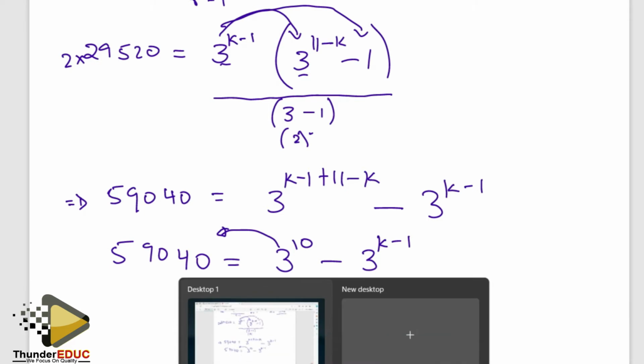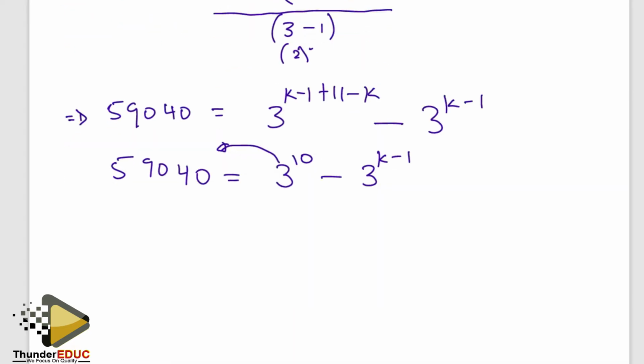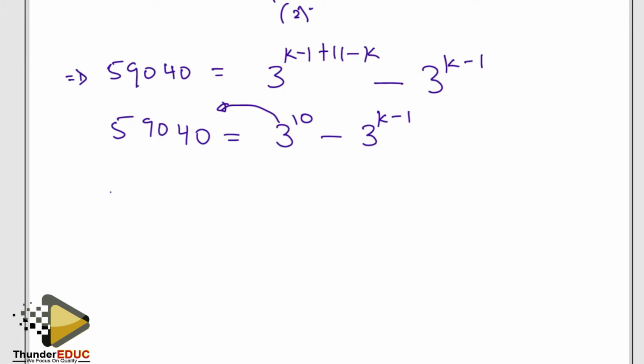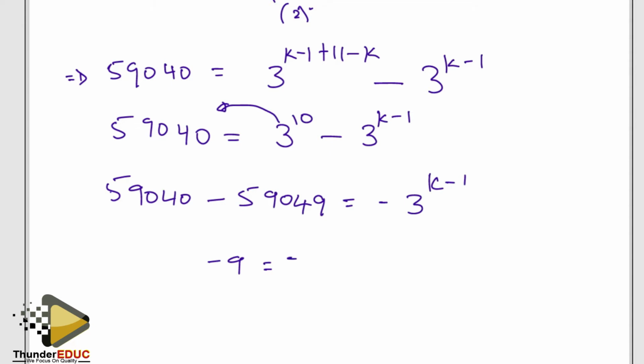I'll have, let's see, this on my left is going to be 59040 minus 3 to the 10, I'm getting 59049 is equal to the negative 3 to the k minus 1. So these numbers are the same except for the last part. So I'm going to have a negative 9 left here, having a negative 3 to the k minus 1.